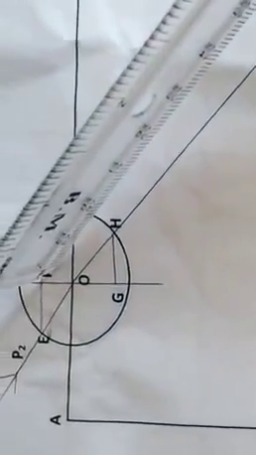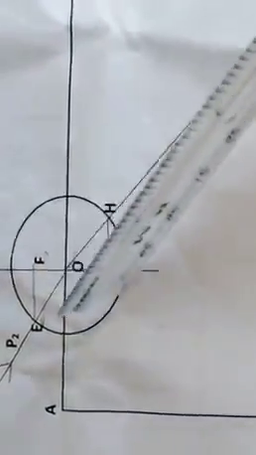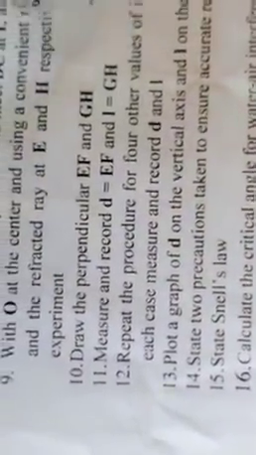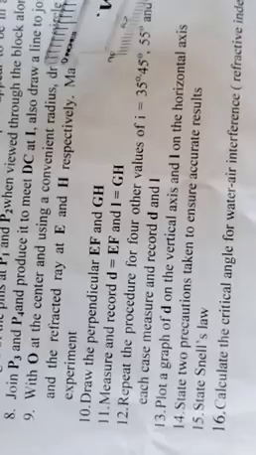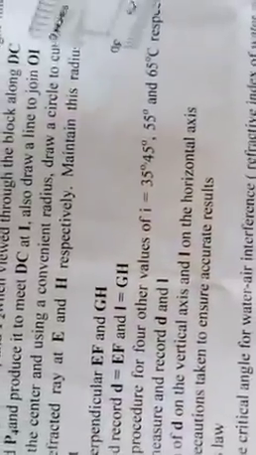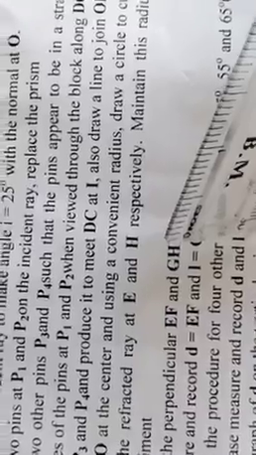So let's go back. We'll measure EF and call it small letter d. We'll measure GH and call it small letter l. Number 12, repeat the procedure for 4 other values of angle of incidence: 35 degrees, 45 degrees, 55 degrees, and 65 degrees, respectively. In each case, measure and record d and l. That d is EF and l is GH, the perpendicular distances.